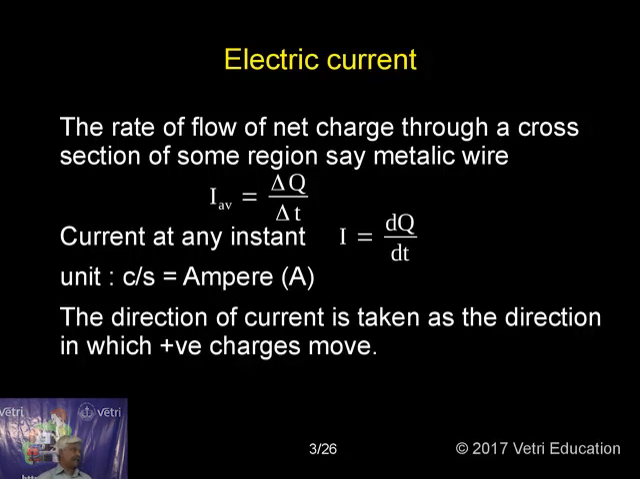What is the unit of current? Ampere generally. You know charge is in coulomb, so coulomb per time is ampere. The direction of the current is taken as the direction in which positive charge moves. What is it? That is the thing I want to explain.